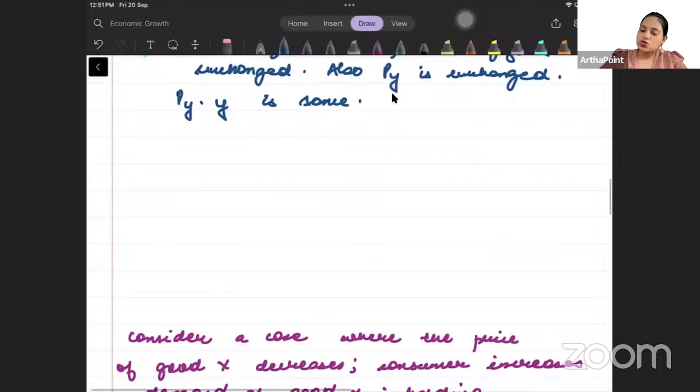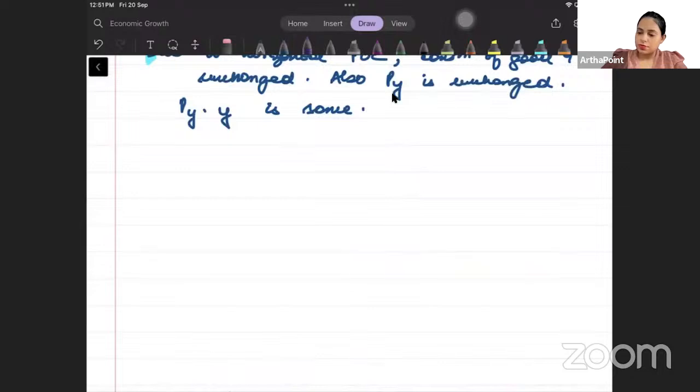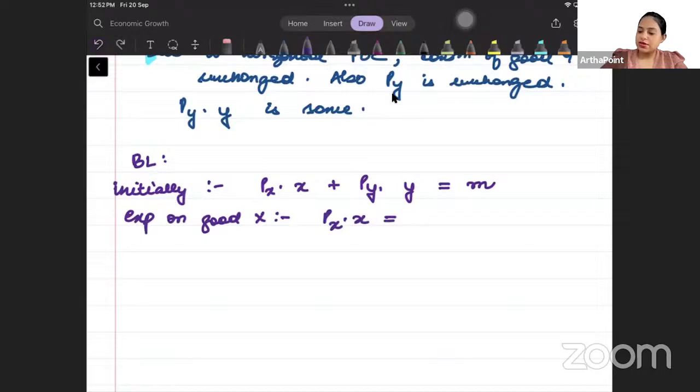Now, tell me what is going to be my budget line. My budget line initially is going to be Px into X plus Py into Y equal to the income of the consumer. If I want to find out the expenditure on good X, what will that come out to be? Px into X. And what will be this value? It will be nothing but M minus Py into Y.